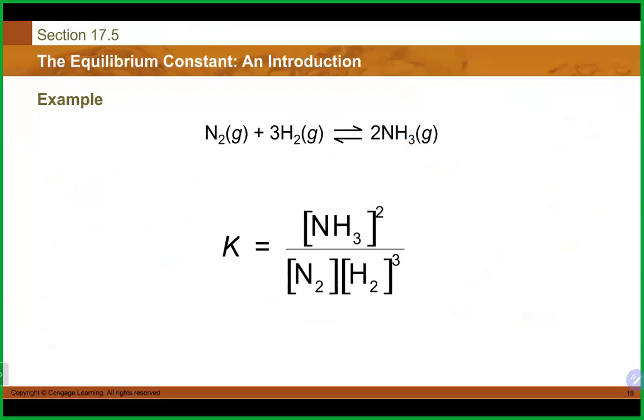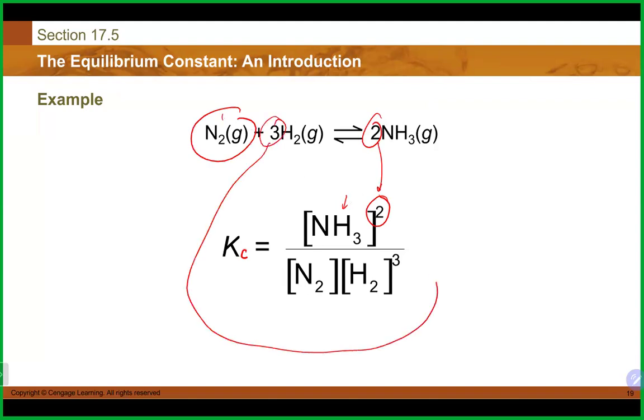So here again is an example of writing one, and this is what would be a Kc type of equilibrium constant. We would take the concentration of NH3, and we would square it because of the coefficient that is there. We would do the same thing, dividing by our reactants. And once again, that 3 is here. Nothing is written here, so it's assumed to be 1, like normal in chemistry.